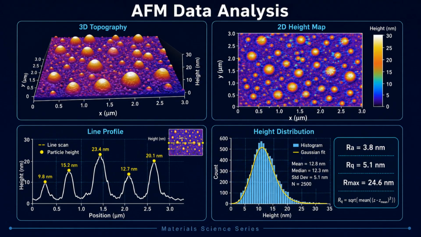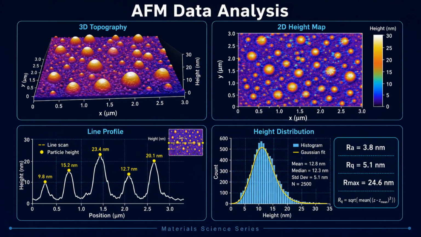Statistical analysis of height distributions provides roughness parameters. Ra, the arithmetic average roughness, is the mean absolute deviation from the mean height. Rq, the root mean square roughness, is more sensitive to peaks and valleys. Rmax is the total height range from lowest valley to highest peak.